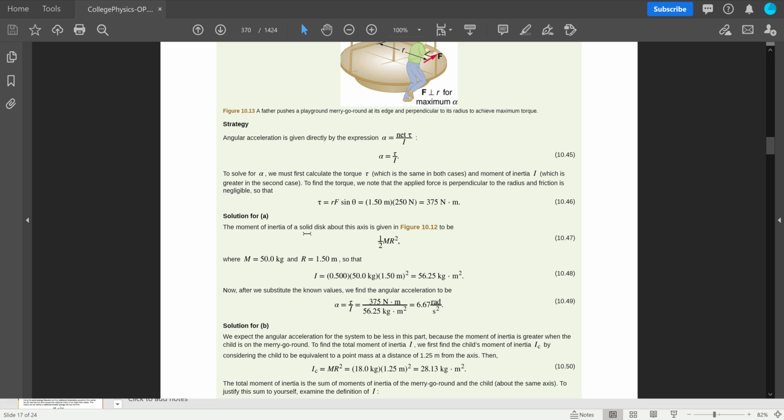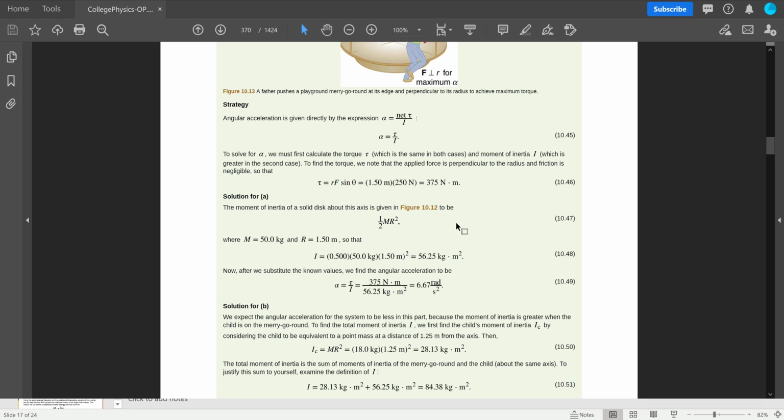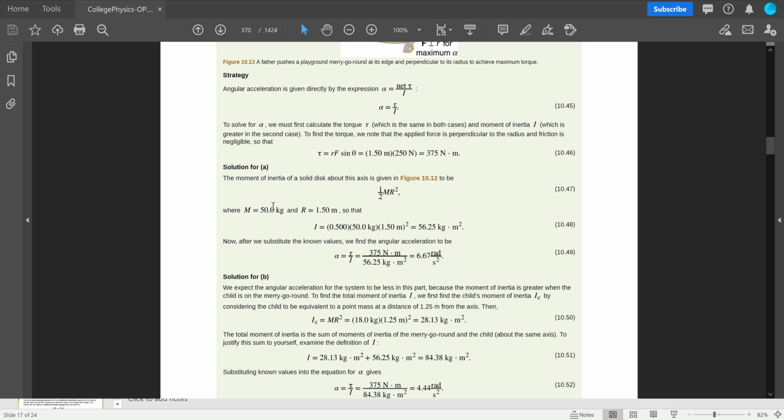So for the moment of inertia of a solid disk, we have 1/2 mr squared, where our mass is 50, our radius is 1.5. So our moment of inertia, which is I, is 1/2 times 50 times 1.5 squared. That gives us 56.25 kilograms times meter squared. So if we plug this into the original equation, tau over I, we get 375 over 56.25, which is 6.67 radians per second squared.